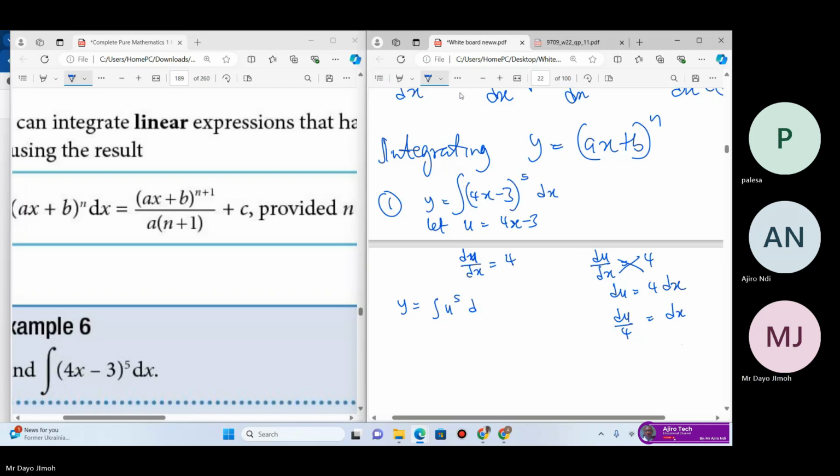So since I've replaced this bracket with u, I'll replace this dx with du over 4. So this 4 can be outside as 1 over 4 times the integral of u raised to power 5 du. What is the integral of u raised to power 5? It is u raised to power 6 over 6 plus c.